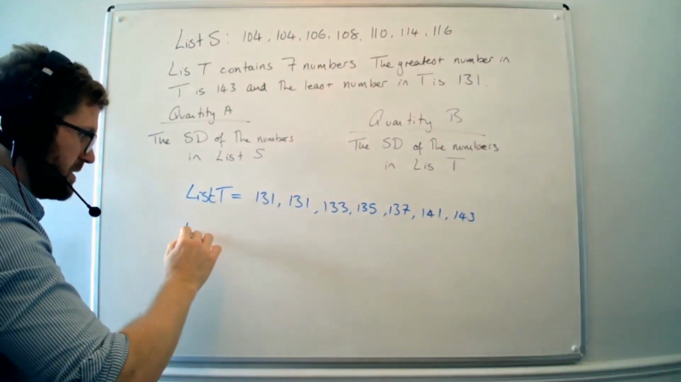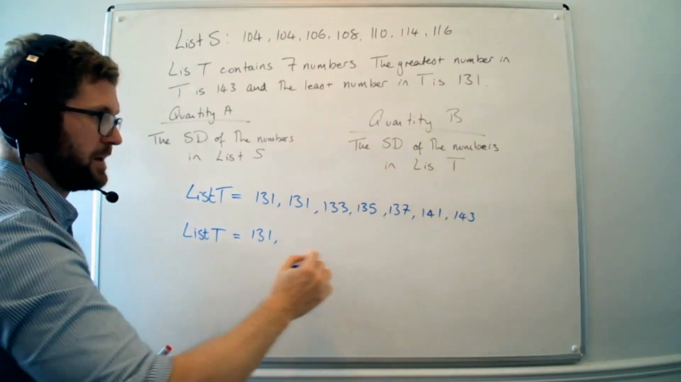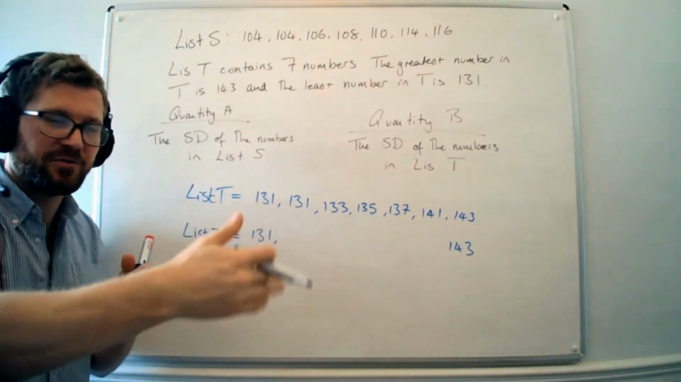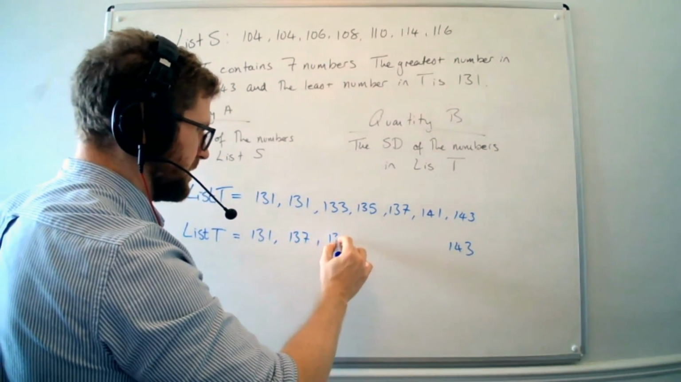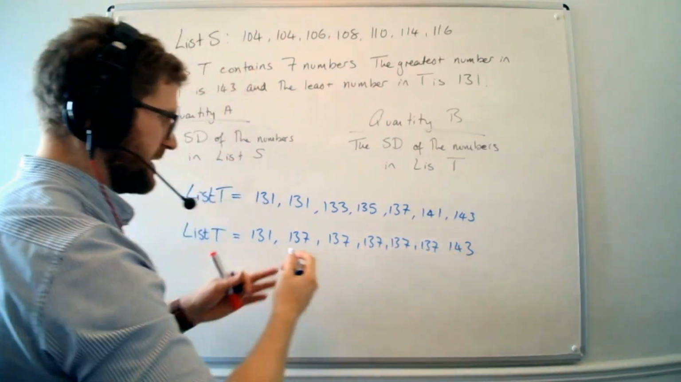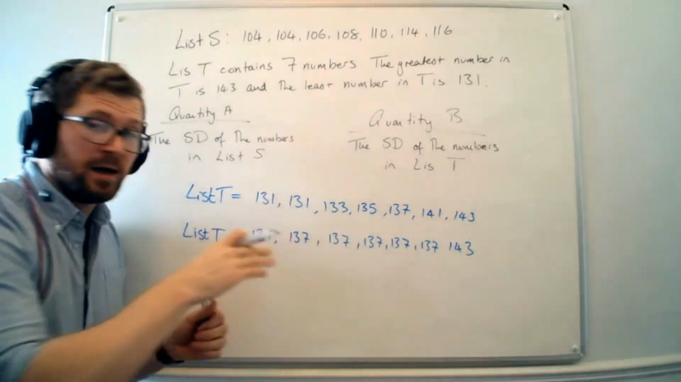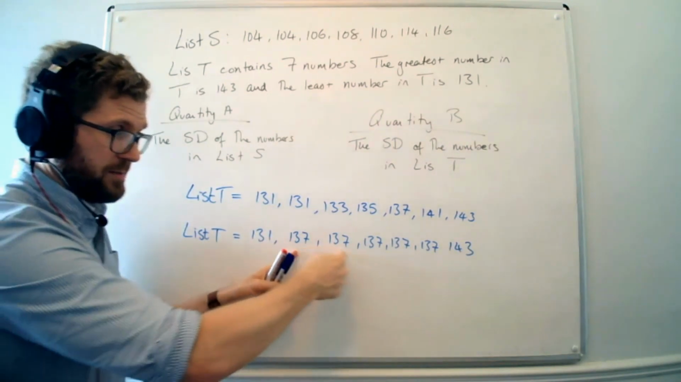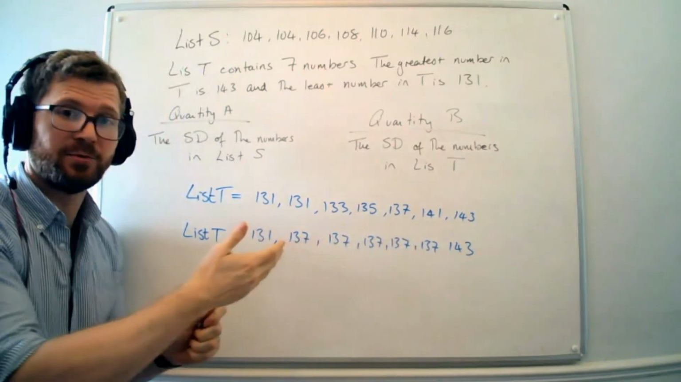It could just as well be, this is my second imaginary list T, I've got my smallest number, I've got my biggest number, but then if you split the difference here, 137 is exactly in the middle. And so every other number in the list could be 137. And so I'd end up with 5 137s, a 131, and a 143. Right? And so now what this second list says is that these numbers are far less spread out. All of these are the same. They're right in the middle. The mean of this list would be 137.